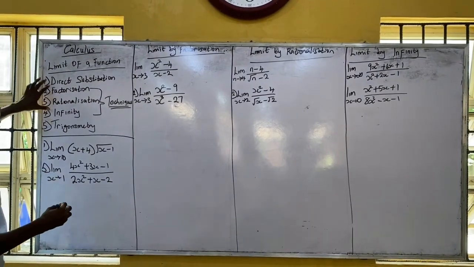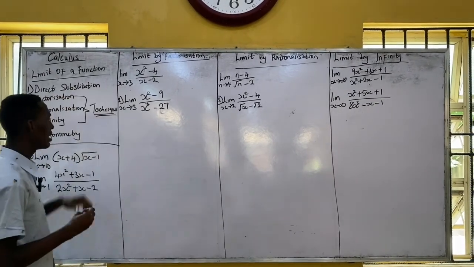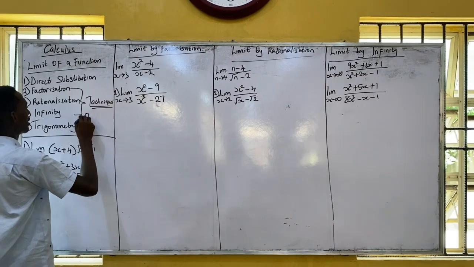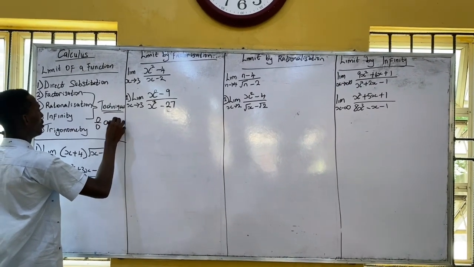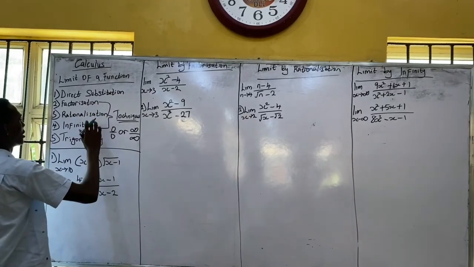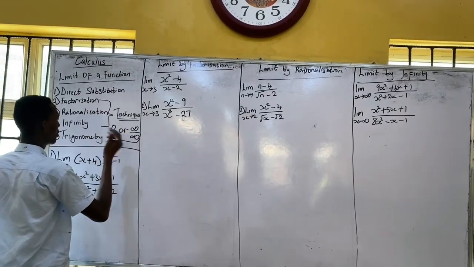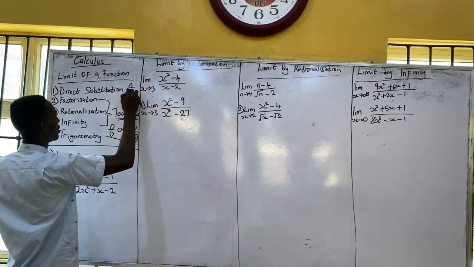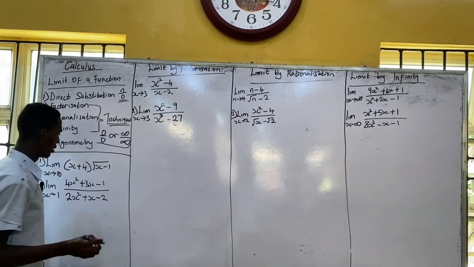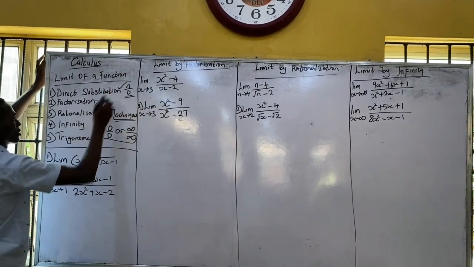Now, before you attempt any of these techniques, you should always try direct substitution. Then, if your answer falls into either 0 over 0 or infinity over infinity, then you try other techniques. But if it doesn't fall into this category, perhaps it falls into this, then you can say that the limit does not exist. So now, without wasting much of your time, let us dive into the question using direct substitution first.